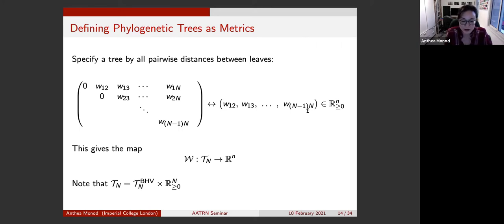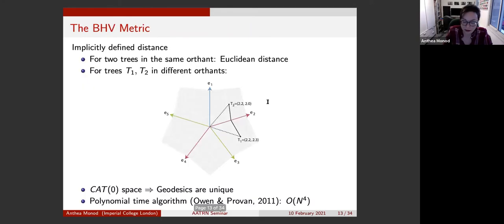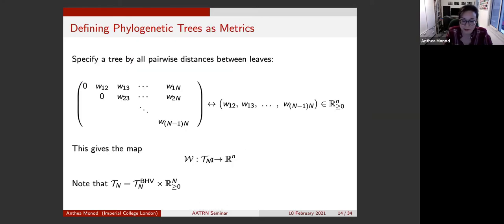So in this case, you can look at a map. What we're looking at here is a map from tree space into R^n, which is a Euclidean vector representation of the tree. Here T_N means general tree space. Remember that in BHV tree space, they ignore the external edges, right?